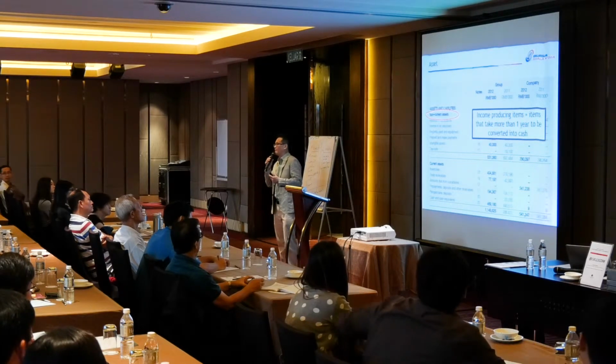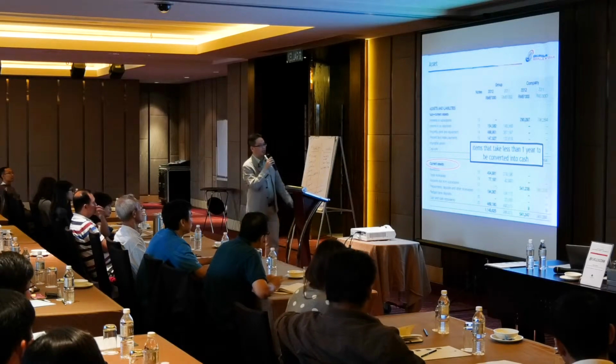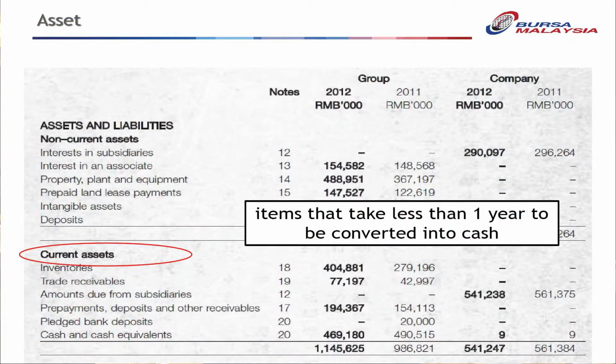asset. Mainly it's your property, plant, equipment, those things that are not meant for sale. You don't need to sell, that's called non-current asset. Current assets are either already cash, or items that by right within the next 1 year will be converted into cash. That is called current assets.